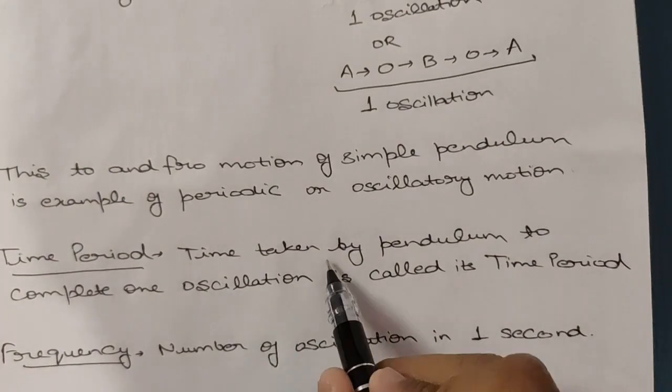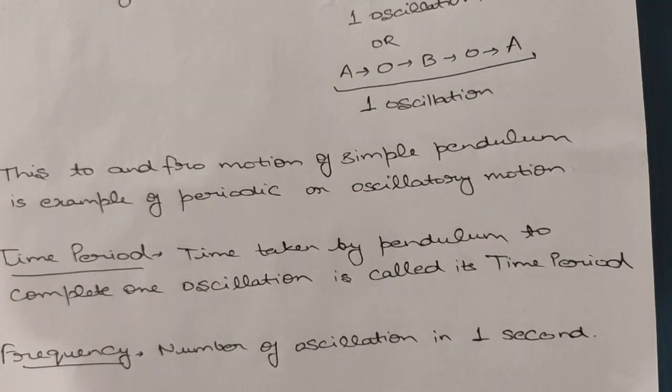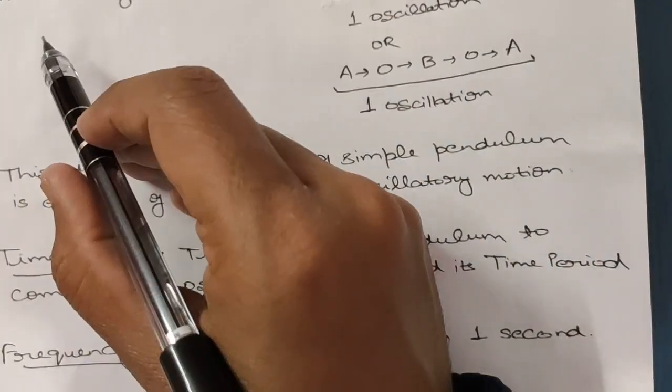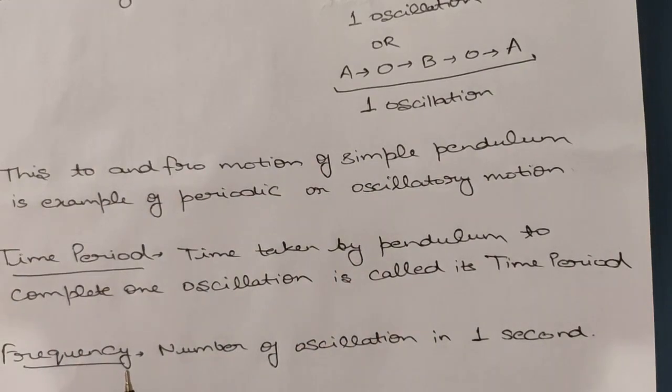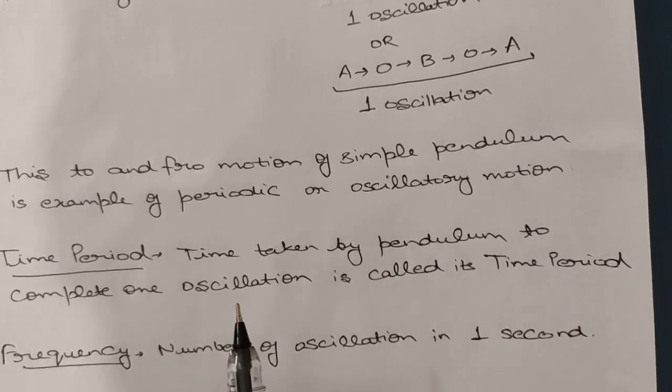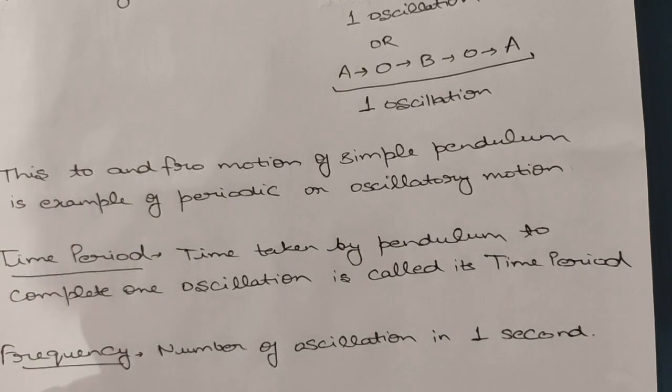Time period is the time taken by a pendulum to complete one oscillation, which means going from O to A to B and back to O. And frequency is the number of oscillations in 1 second. Getting it? Number of oscillations in 1 second means the time has been fixed at 1 second, and how many oscillations it performs in that 1 second is the frequency. So I hope it is clear. Now it's time for a question on time period, so you can understand it better.